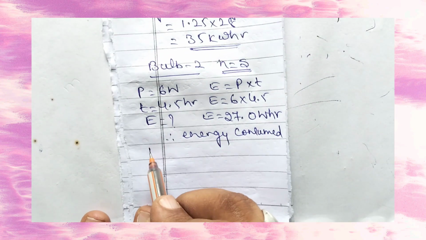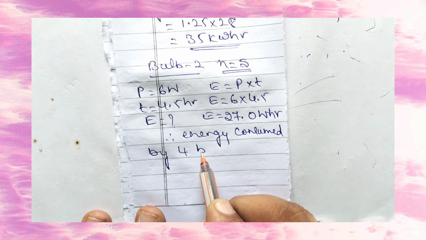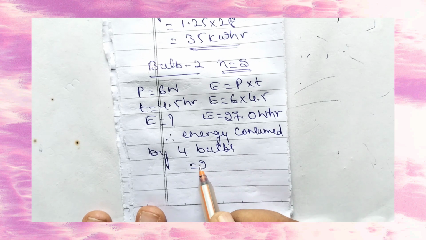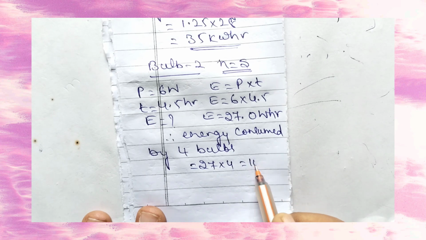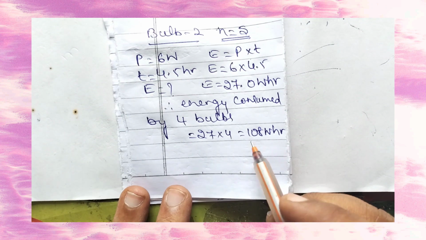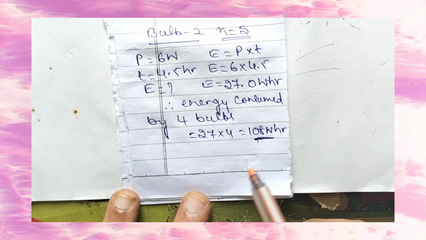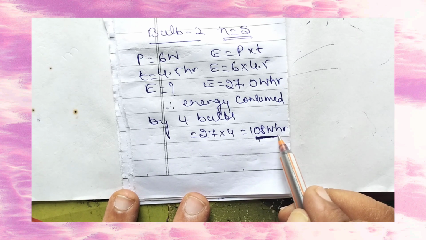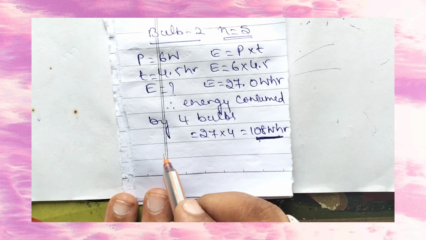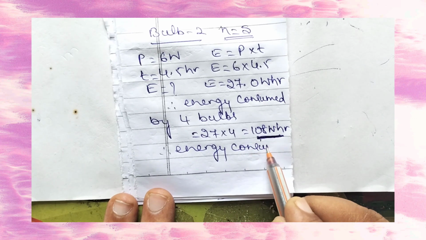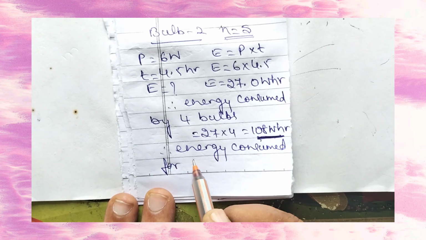Therefore, energy consumed by how many bulbs have they given? By 4 bulbs. Energy consumed by 4 bulbs is equal to 27 into 4, which is equal to 108 watt hour. So 108 watt hour is the energy consumed by 4 bulbs. This is the energy the 4 bulbs consume in one day. Therefore, energy consumed for 28 days.